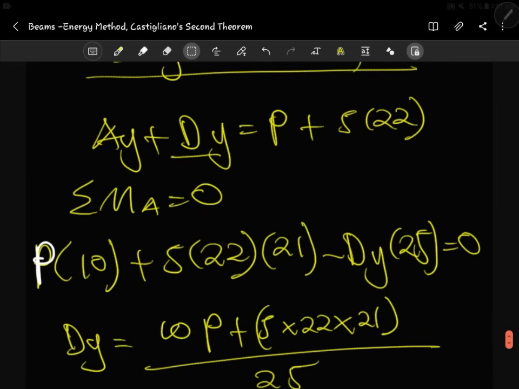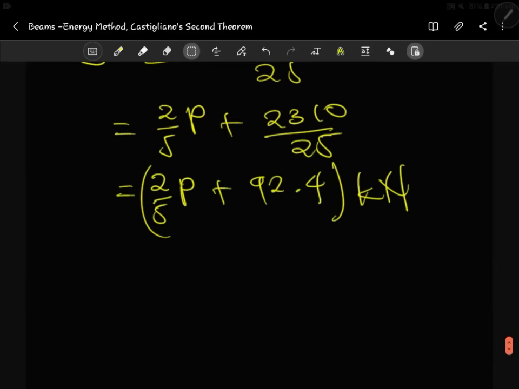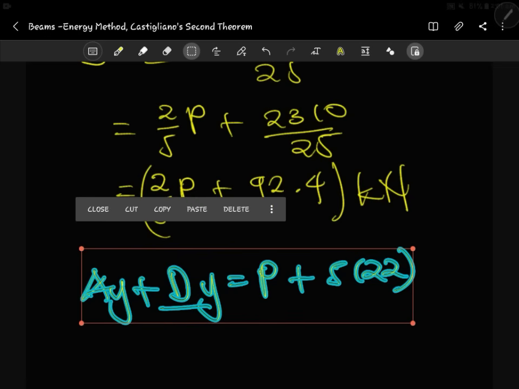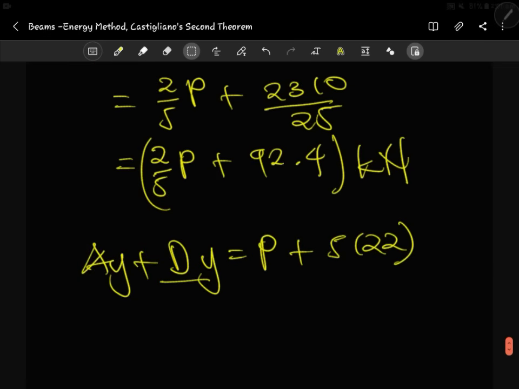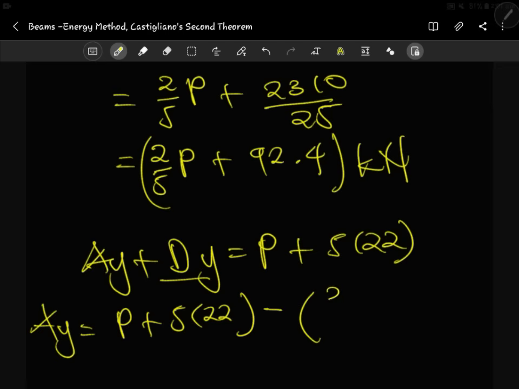And now that we have this, we can go and find our A, right? So let's see. Now to find our Ay. Our Ay now will be P plus 5 times 22, right? Minus all this, which is 2 on 5 P plus 92.4, right?